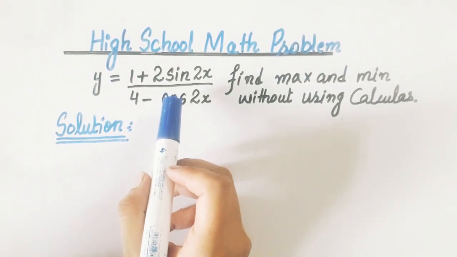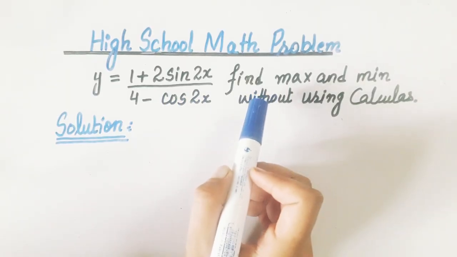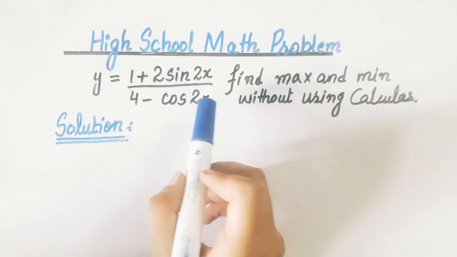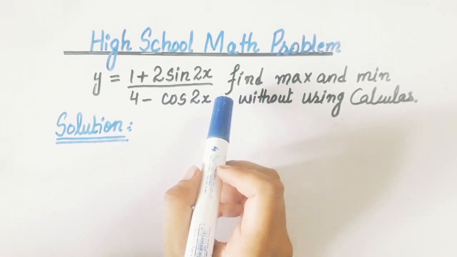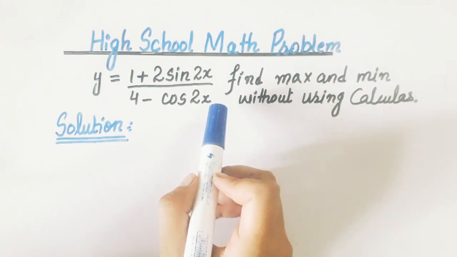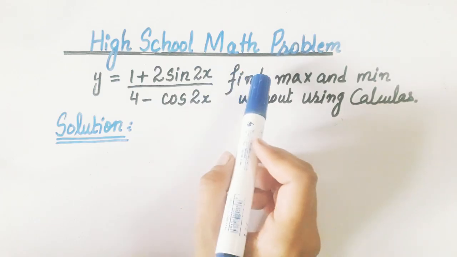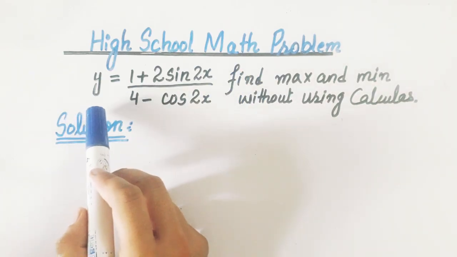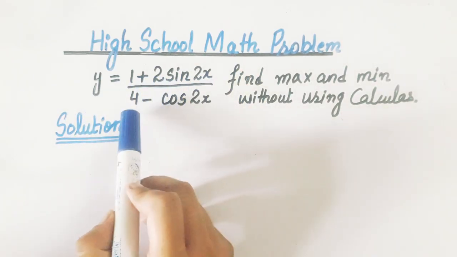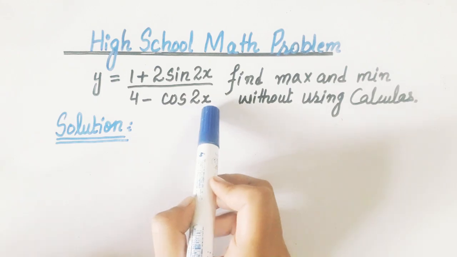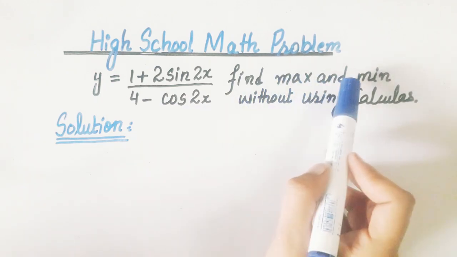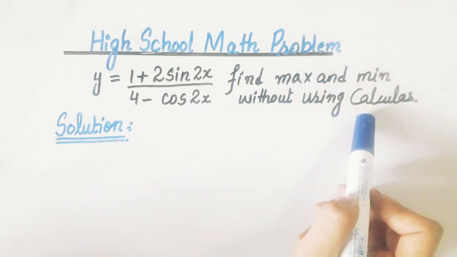If I say there is a way to solve this without using calculus, today on Math Solver 1117, I will show you the shortcut top students don't want to share. This is a high school math problem: y equals (1 plus 2 sin 2x) divided by (4 minus cos 2x). You have to find the maximum and minimum without using calculus.